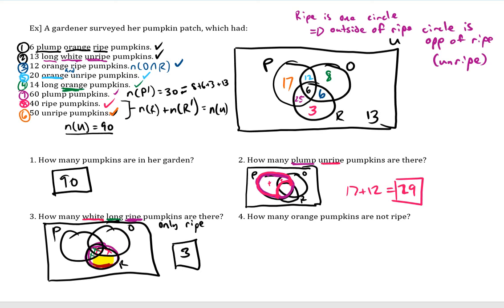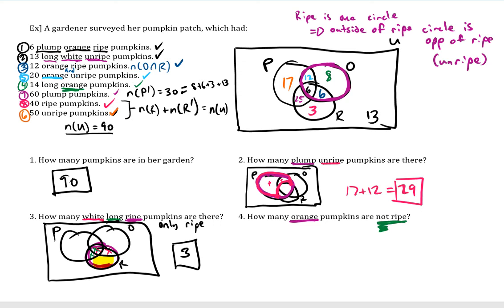All right, and then this last one, how many orange pumpkins are not ripe? So I'm going to start with, since orange is a circle that I can pick out, let me go ahead and, since everything's done, let me just use it here. So here's my orange that I'm just going to shade in. So it's so far those 4, but then it says not ripe. So take away the ripe parts. So not ripe. So not 6, not 6. It's the 12 and the 8.